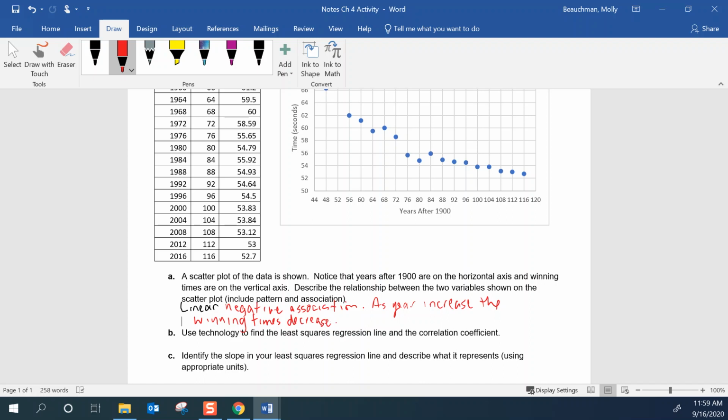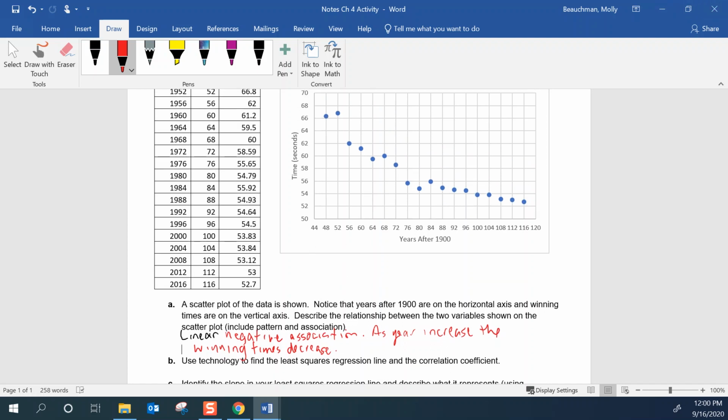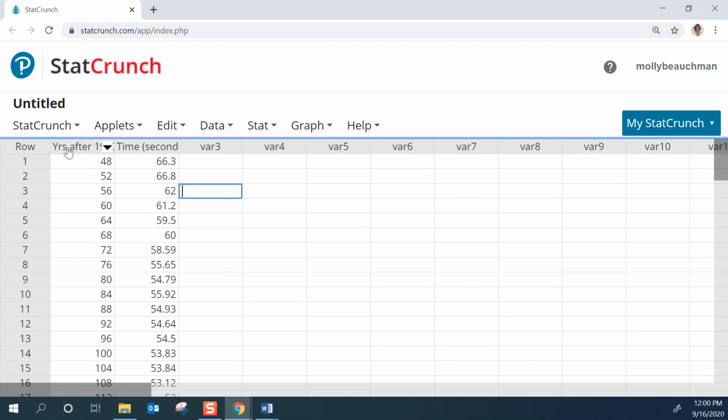Okay, so now that we've looked at our pattern of linear negative association, now we know that we can use linear regression because we've got a linear pattern in our graph. So for part B, we're going to use technology to find the least squares regression line and the correlation coefficient. So this part is actually just typing it in and using technology to do the work. So I've got the data entered in StatCrunch. So let me go retrieve that. We've got years after 1900 entered in the first column, time in seconds entered in the second column.